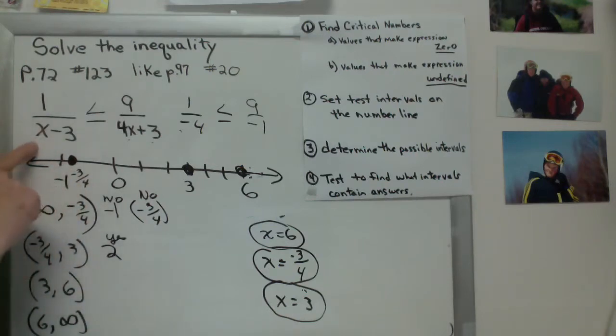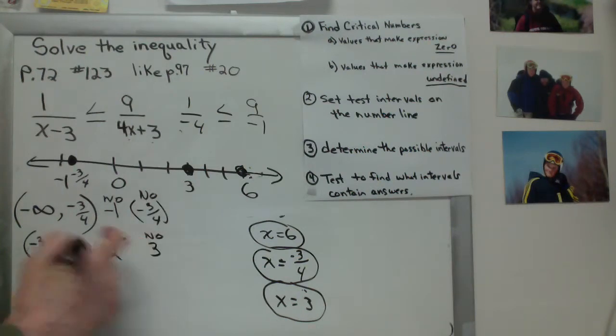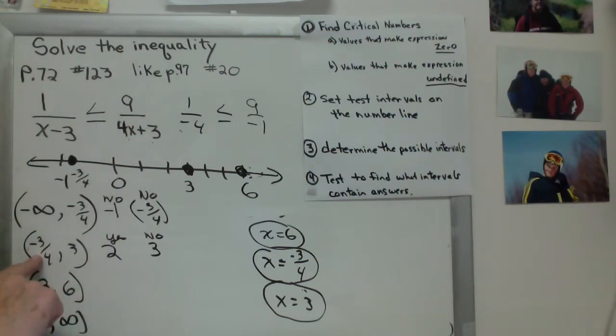And then I try the 3. What happens when I put 3 in there? Ooh, I get a 0 on the bottom. That's undefined. So the 3 doesn't work. And I knew the negative 3/4 didn't work. So remember I said you have to try each end point and then one number in between. Okay, let's go to the next group.